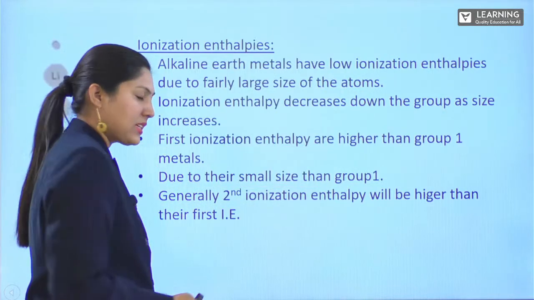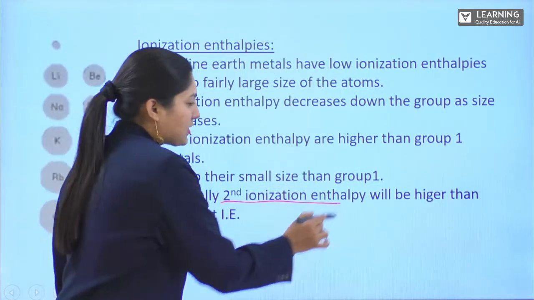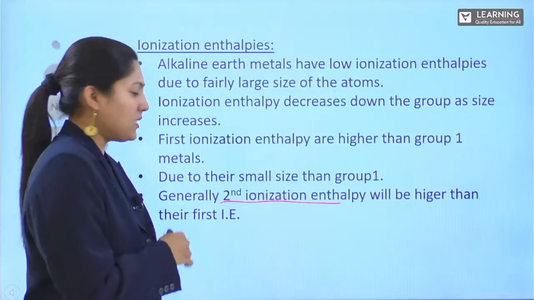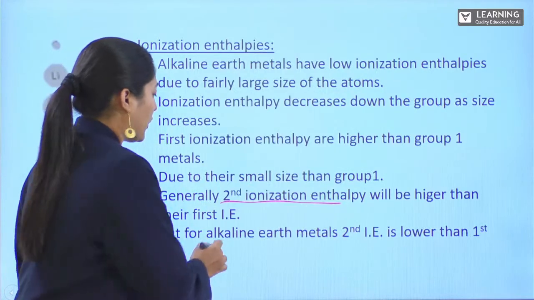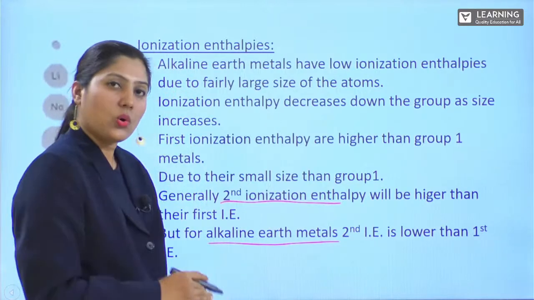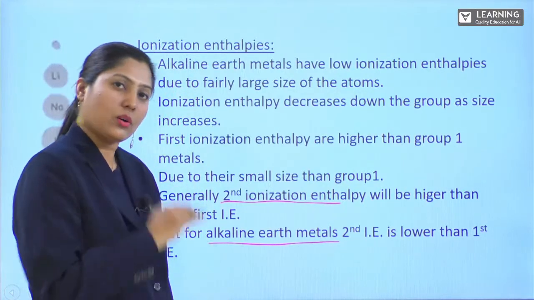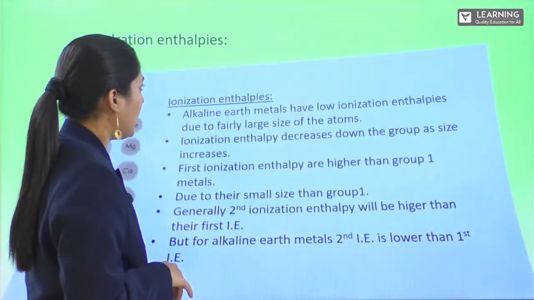So what is this point saying is that generally second ionization enthalpy will be higher than first ionization enthalpy. But for alkaline earth metals, it is lower. Second ionization enthalpy is lower than that of first ionization enthalpy.